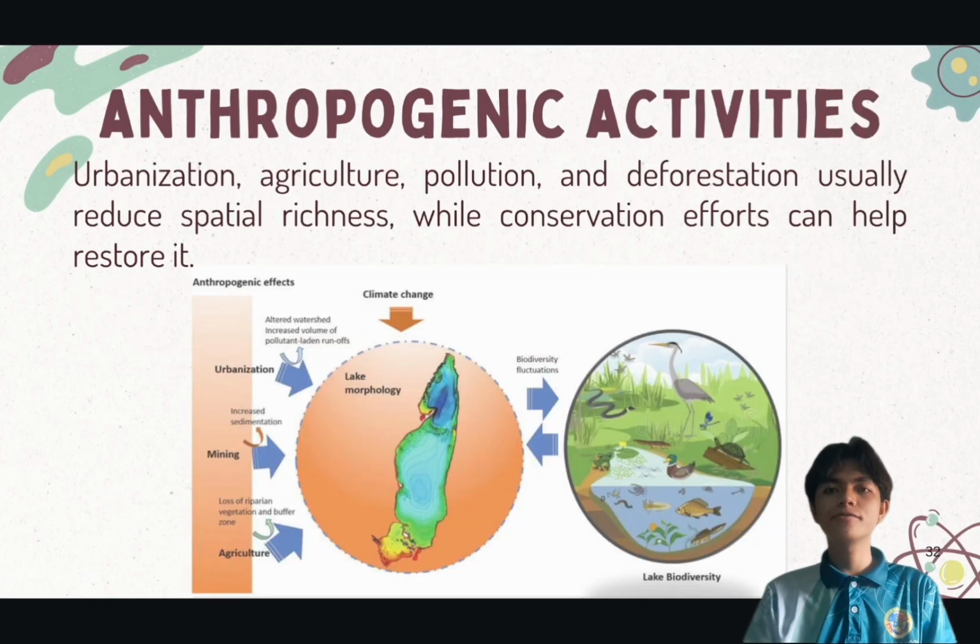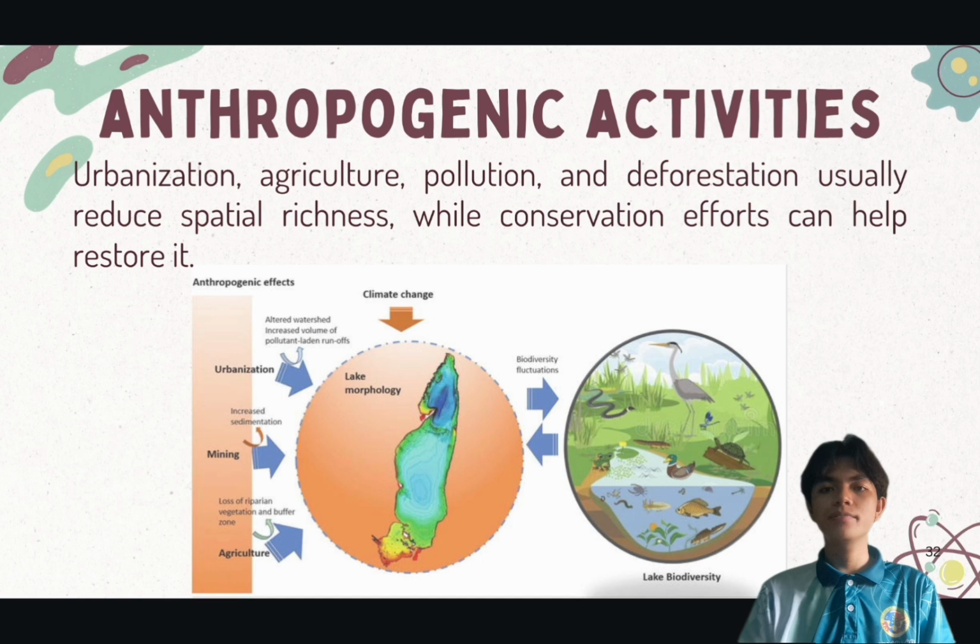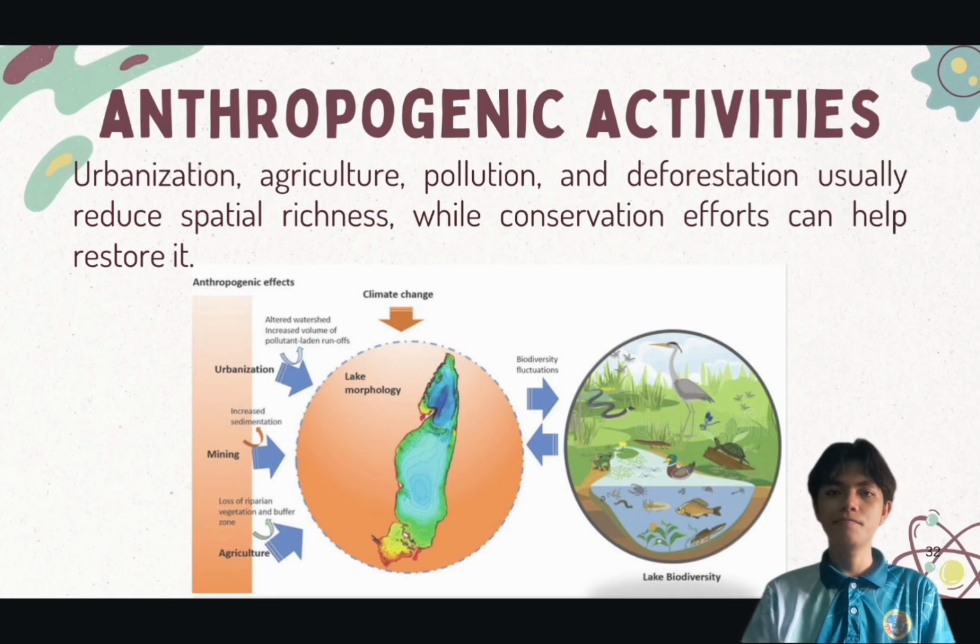Lastly, we have anthropogenic activities or human activities. Human actions such as urbanization, deforestation, pollution, and agriculture often reduce spatial richness by destroying habitats. For example, cutting down forests for buildings or farm removes the natural homes of many species.